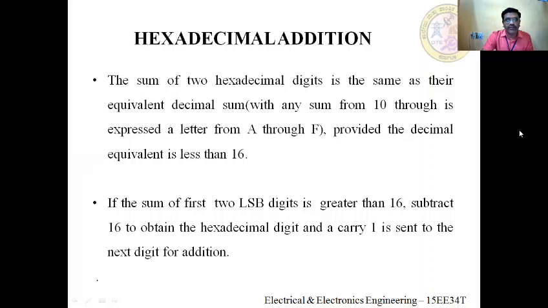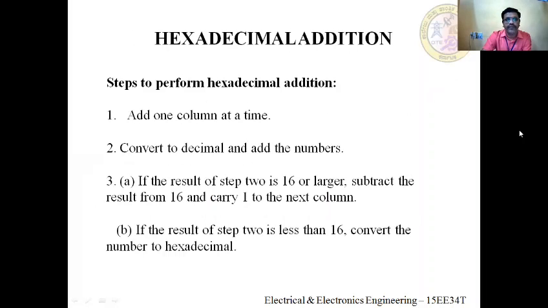That means if the sum of two LSBs is greater than 16, we have to subtract 16 from the sum, and a carry of 1 will be sent to the next higher bit for further addition, because in hexadecimal the maximum characters will be 16. So therefore we are subtracting 16, and finally we are sending a carry to the next higher bit for addition.